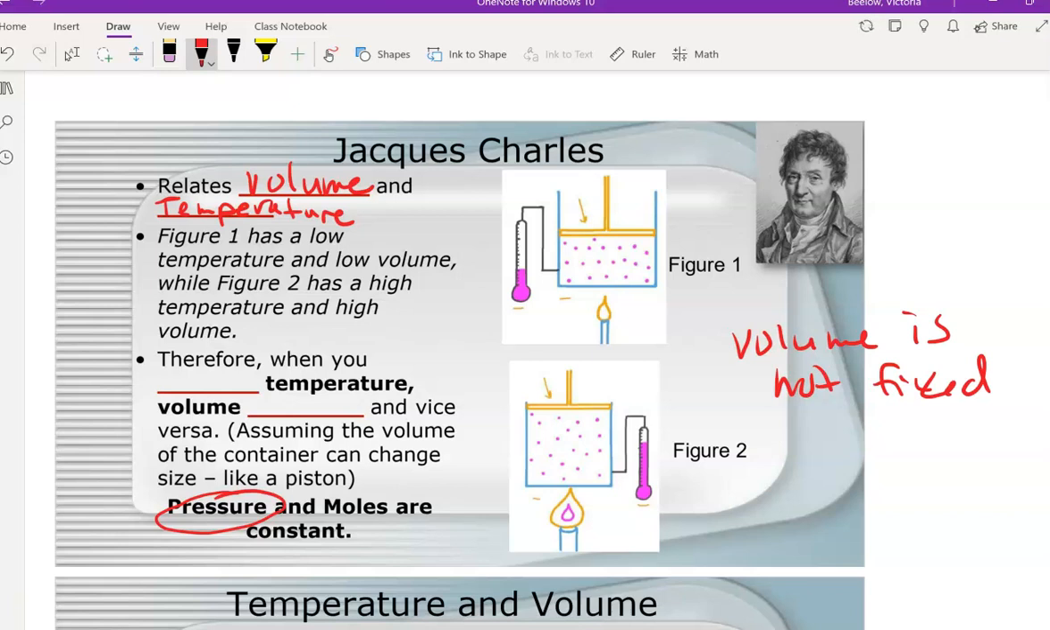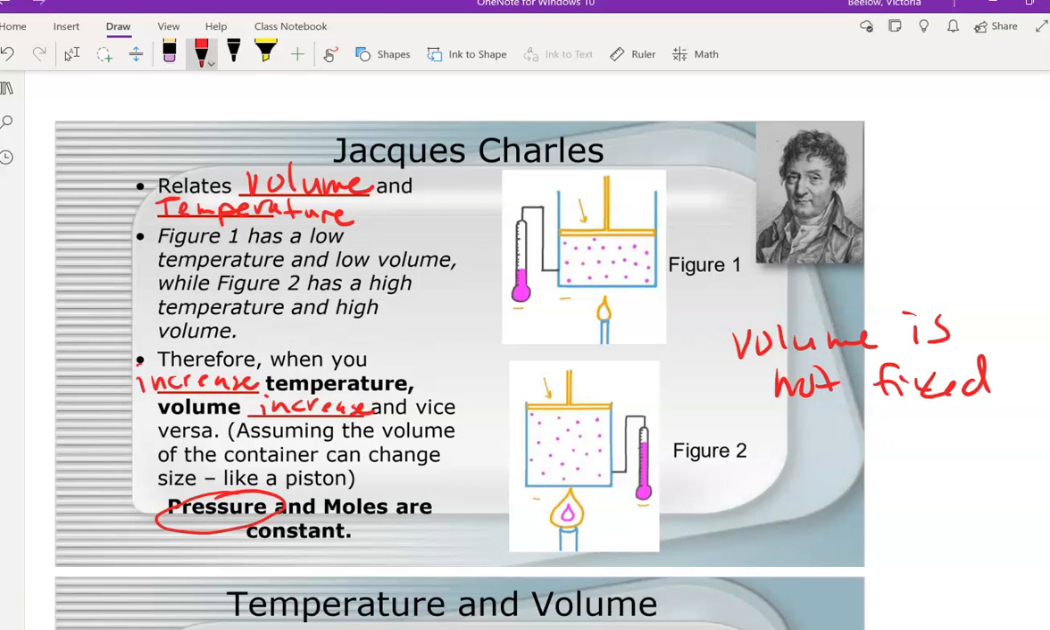So when you increase the temperature, the volume will also increase in order to keep the pressure the same. Let me start here with figure 1. We have a relatively normal, lowish temperature, and this is our volume here. However, when we increase the temperature, you're going to notice that the volume increased as well. And that is in order to maintain the same pressure.